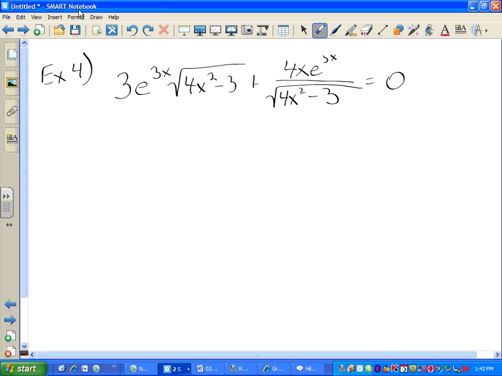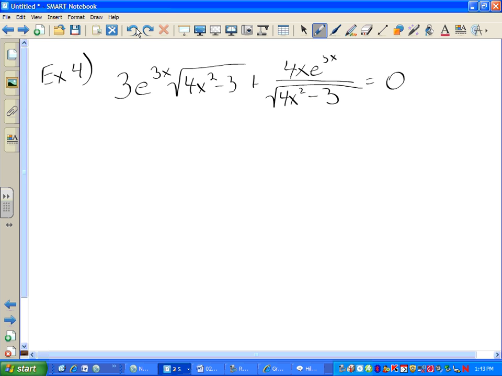If you'll notice on some of your sheets that I handed out, example 4 actually had a plus right here and here. I have switched that now to a minus. It works better with this problem for that to be a minus. So switch your question to be 4x squared minus 3 if that's not what you had.